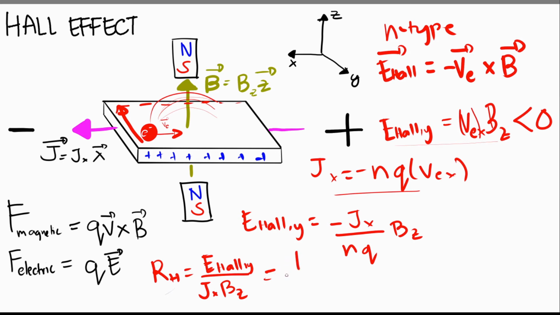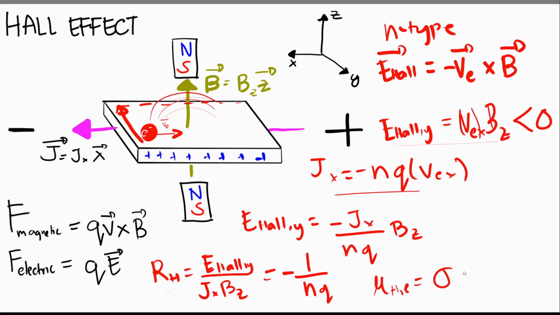This will actually be equal to 1 over nQ, but since we have a negative sign, this would be negative. So RH, your Hall constant or Hall coefficient, is equal to E Hall y over Jx Bz, which is equal to negative 1 over nQ. The Hall electric field here is negative in our convention, which is why we have a negative sign here, since the values of n and Q are always positive: n is the concentration of electrons in our N-type semiconductor, and Q is our elementary charge, 1.602 times 10 to the negative 19 coulombs. And from here, you can also get the Hall mobility for our N-type semiconductors, mu sub He.